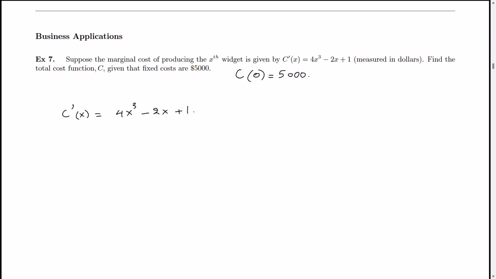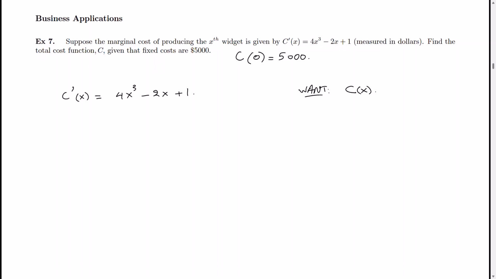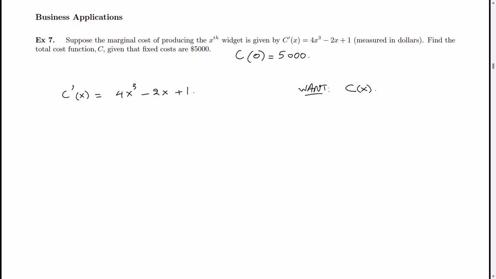So I'm going to say I want the capital C of x function, the cost function. So for this problem, I'm going to do the same thing that we did for the previous one. First, instead of the c prime of x, I can imagine that this is just the dc over dx. So this is basically just another way of writing the derivative. So you can either write down the apostrophe or write down the fraction notation. It's more beneficial for me to write down the fraction notation.